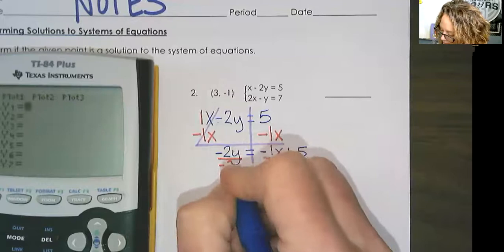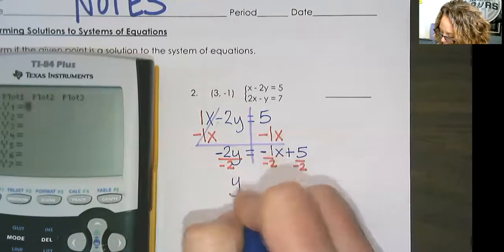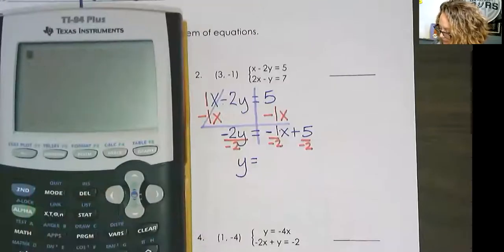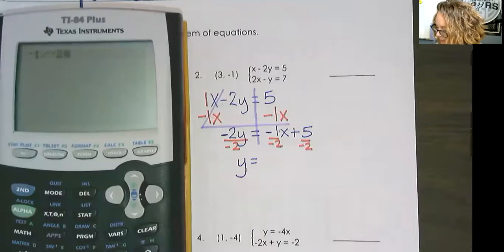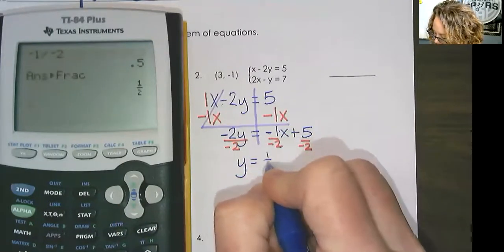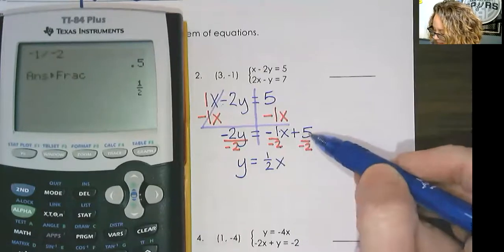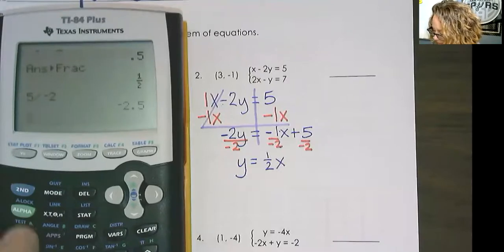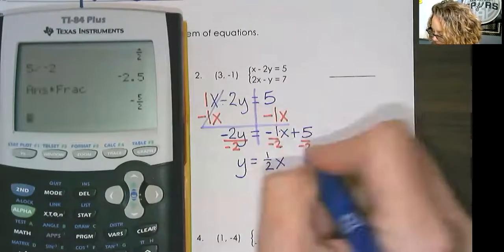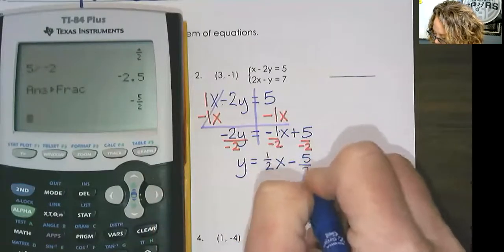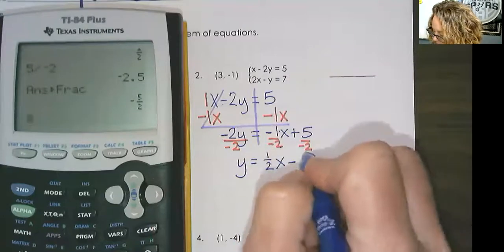Now y is negative 2 divided by negative 2 is 1, so y is left by itself. Then negative 1 divided by negative 2 in our calculator. We're not going to leave it as a decimal, so we can hit math, enter, enter, and it'll change it to a fraction. That's going to simplify to positive 1/2 x. And then positive 5 divided by negative 2. Math, enter, enter to make sure it's in fraction form. That's going to give us negative 5/2, so we show that as subtract 5/2. So this equation is solved for y.